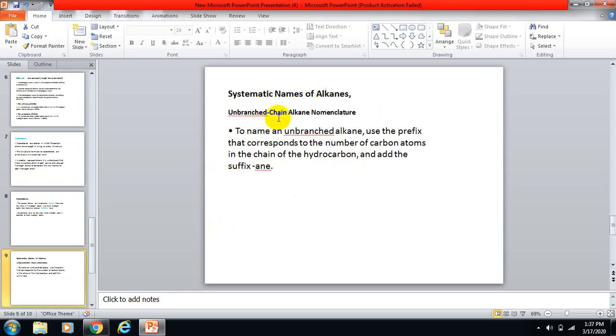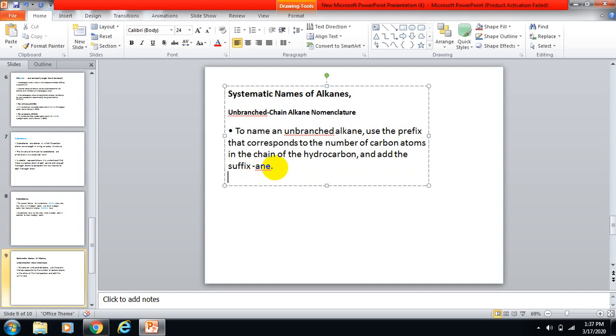Now systematic names of alkanes. Who gives them the name? How does the unbranched chain alkane nomenclature arise? Now look. To name an unbranched alkane, use the prefix that corresponds to the number of carbon atoms in the chain of the hydrocarbon and add the suffix "-ane". Why am I emphasizing this? You need to remember the different kinds of hydrocarbons and look at their names so you can clearly assume. The "-ane" ending is for the single bond. The "-ene" ending is for the double bonds. And "-yne" for the triple bonds.